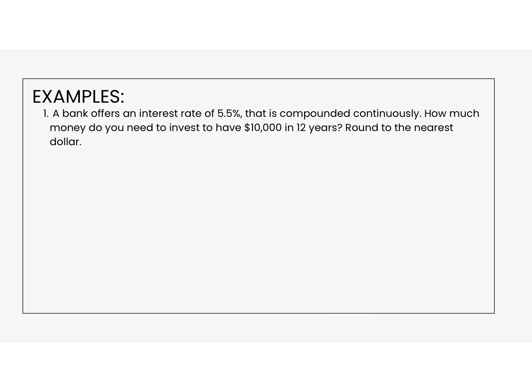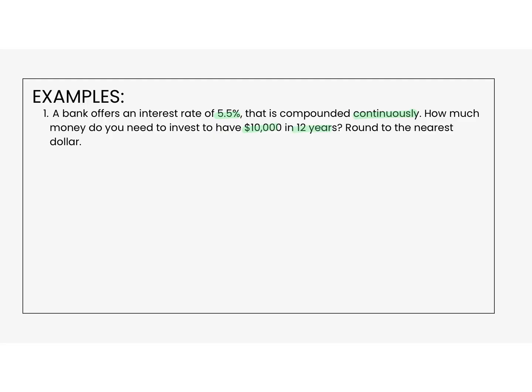So let's look at an example. A bank offers an interest rate of 5.5% that is compounded continuously. How much money do you need to invest to have $10,000 in 12 years? Round to the nearest dollar. So 5.5% compounded continuously. How much do you need to invest to have $10,000 in 12 years?